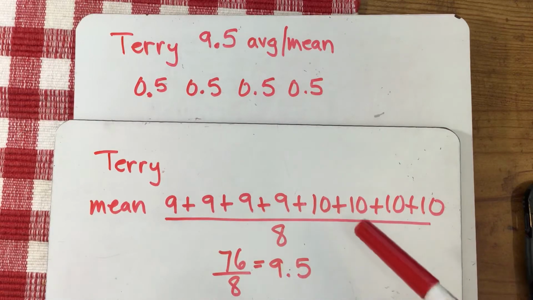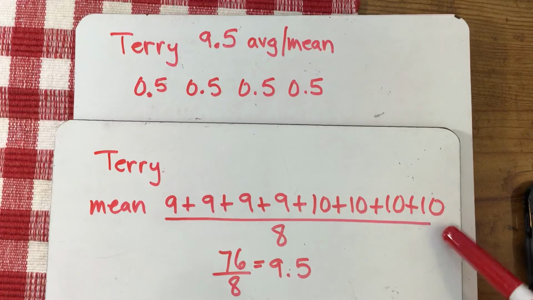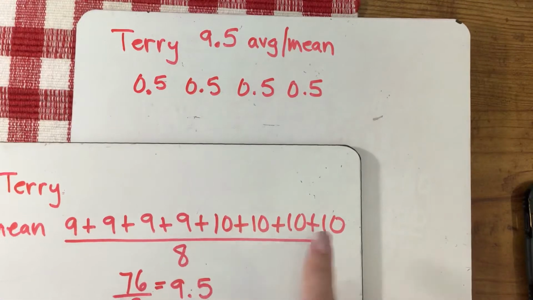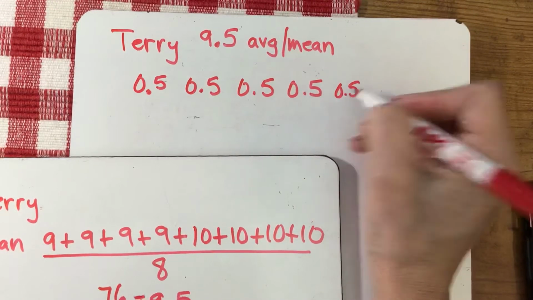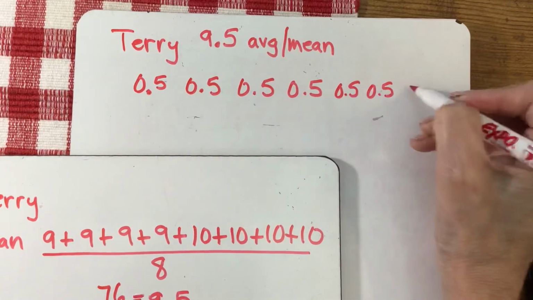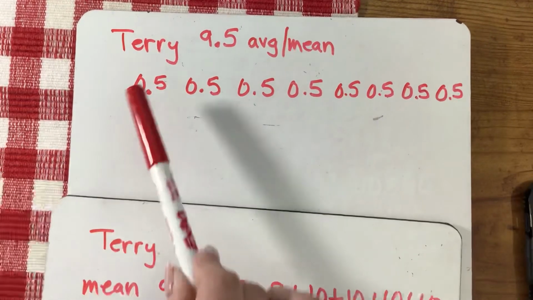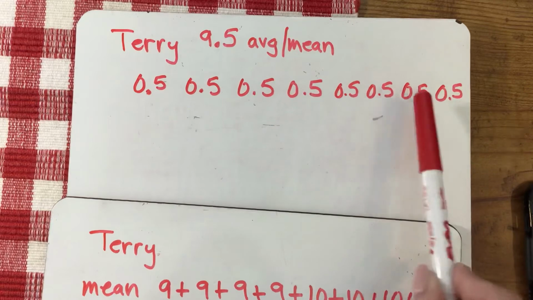Now again, the difference between these last 4 games and the average is also 0.5. Now you don't have to say it's negative, you just want to know the difference. Like, how do I get from 9.5 to 10? And you'd have to add another 0.5. So I need 4 more 0.5s. 1, gotta squeeze it in, 2, 3, and 4. Let me make sure I have all 8. 2, 3, 4, 5, 6, 7, 8.